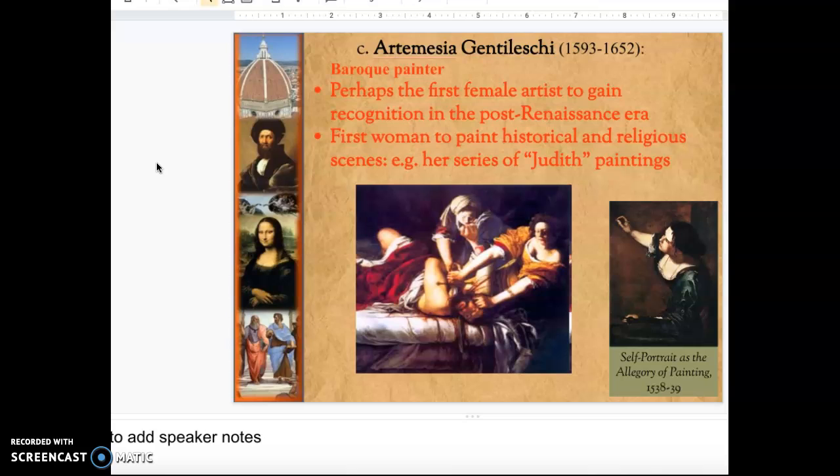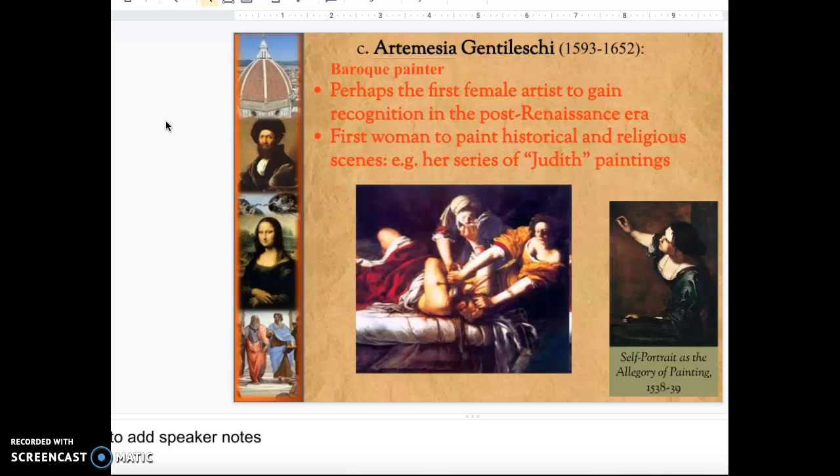Artemisia Gentileschi. Now she's different from the other two women that we just went over because she's not a writer. She's actually a well-known female painter. And actually she is known for her paintings during the post-Renaissance era. So the art movement that comes after the Renaissance is Baroque. So you'll want to make sure you label her as a Baroque painter. She is perhaps the first female artist to gain recognition in the post-Renaissance era.